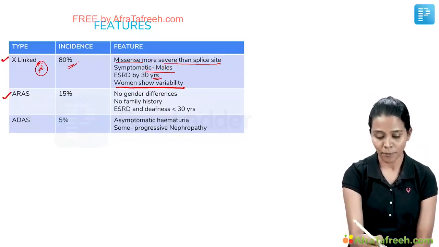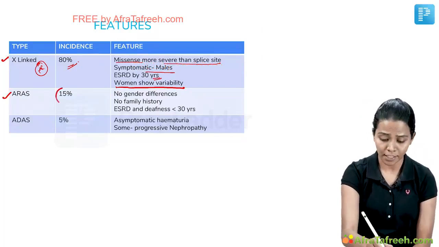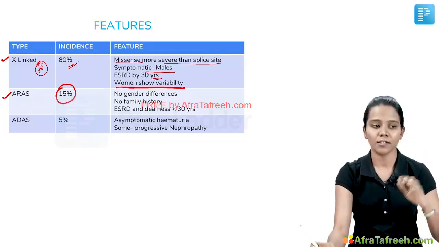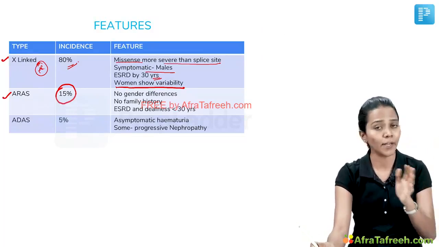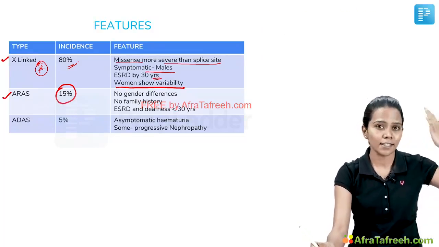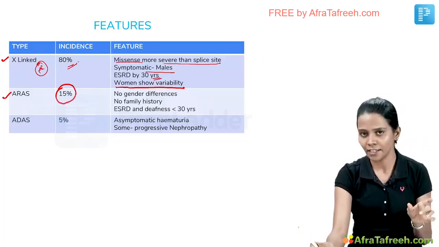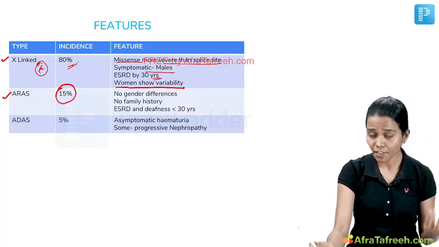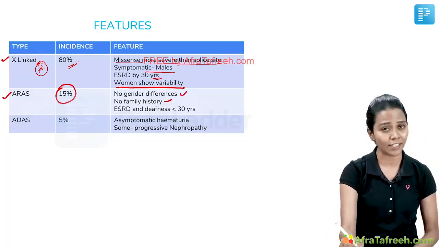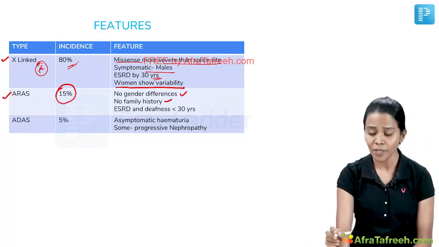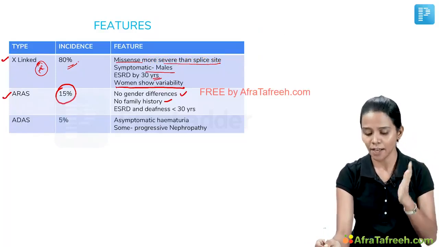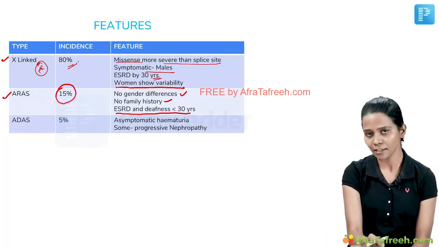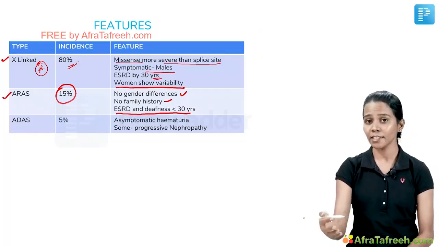The next severe form is autosomal recessive Alport syndrome. It is seen in around 15% of patients. Here, if a patient comes to us clinically looking like Alport syndrome, but there is no family history, because in the parental lineage, it will be a recessive inheritance, right? Recessive gene. So, it couldn't have presented. So, if there is no family history and if there is no gender difference because it is not in the X chromosome, then we should think about autosomal recessive Alport syndrome. And here it is a severe form. ESRD and deafness generally occur by less than 30 years, like in the male of X-linked Alport syndrome.